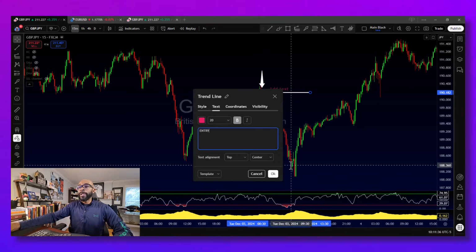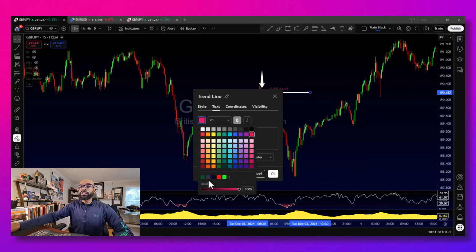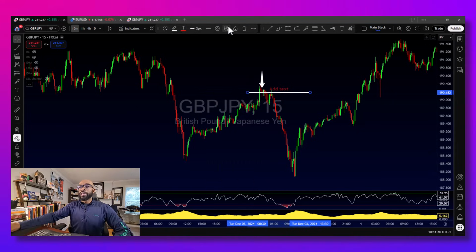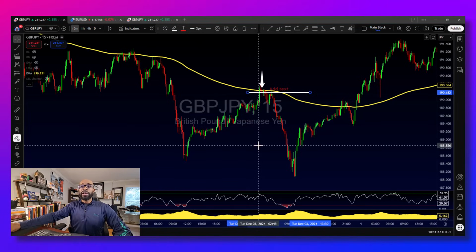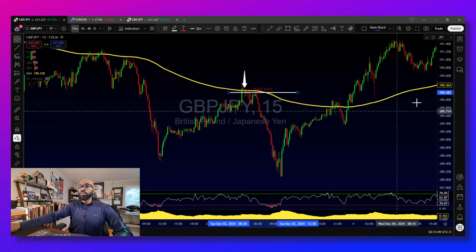Entry, there we go. That way we know it is good. All right. So let's start with our first one, which is our directional filter, and I hope this is the right EMA. Yep, there we go. Big yellow one. So this is going to be a 200 period moving average.